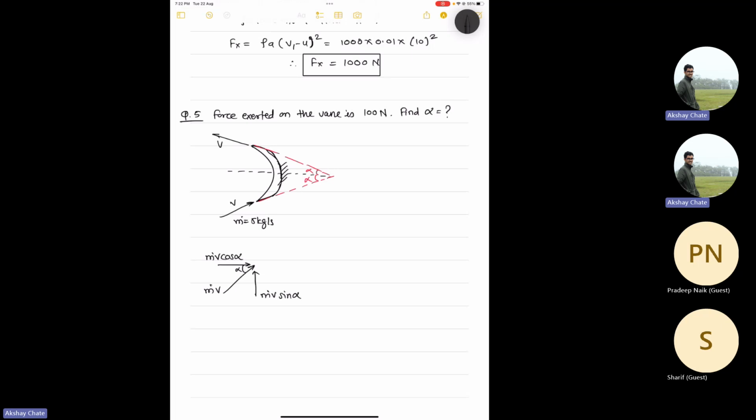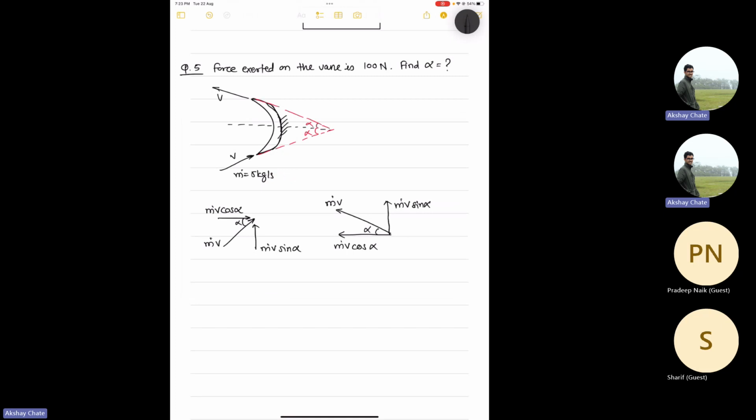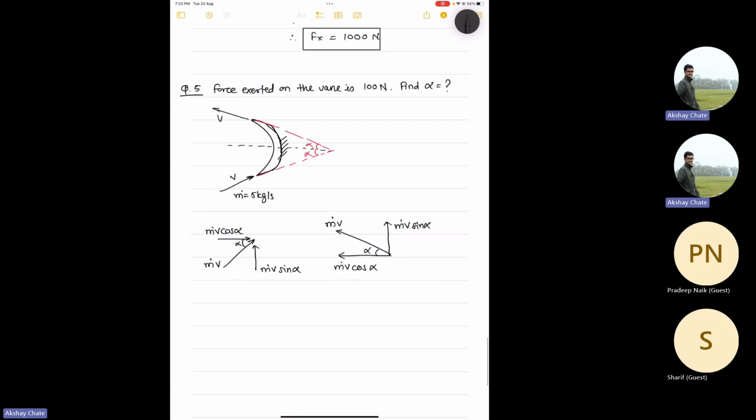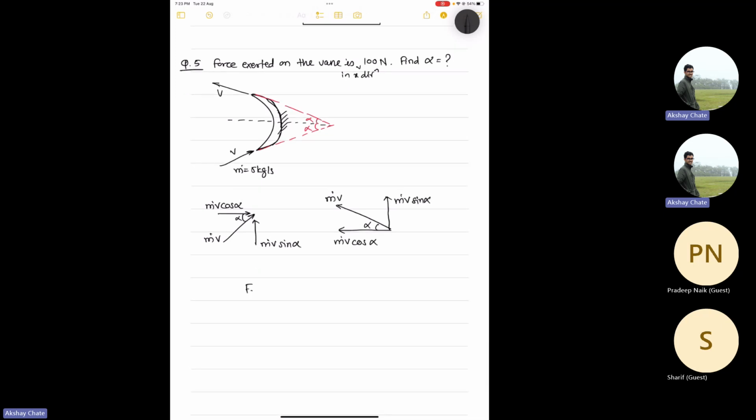This is at the inlet, and at the outlet, what is happening? Again, outlet momentum is like this, m dot v, and this angle is alpha. So this will become m dot v cos alpha and m dot v sin alpha. So now it is mentioned that the force exerted on the vane in the x direction is 100 newtons. So now what you need to do, apply the linear momentum conservation equation.